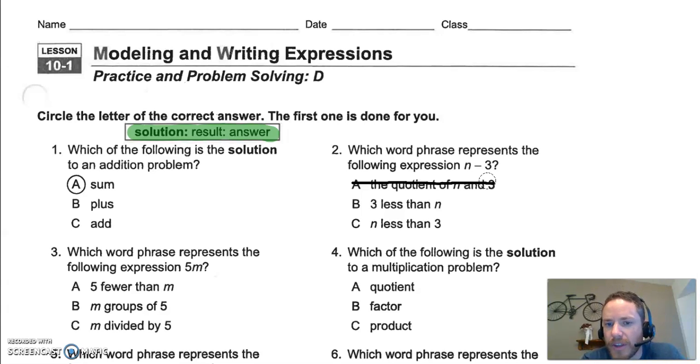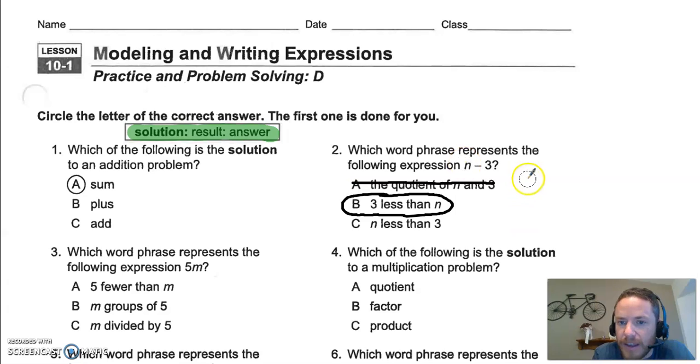So let's think about the order that's given to us. We have n first, which means it needs to be the greater value, and then we're subtracting 3. B is the correct answer because 3 is less than n, because it's being subtracted from n. I know that gets tricky because it looks backwards. The expression they're giving us is n minus 3. But how you can remember this is that n is the greater value because in subtraction the greater value has to go first. 3 is less than n.